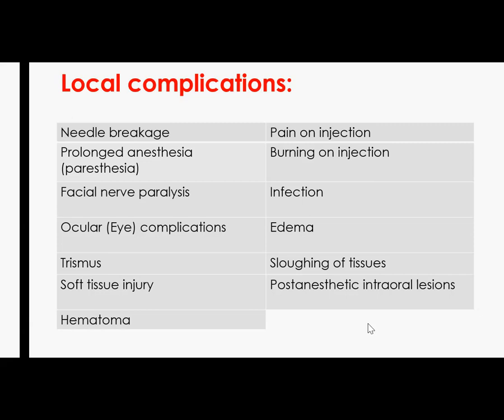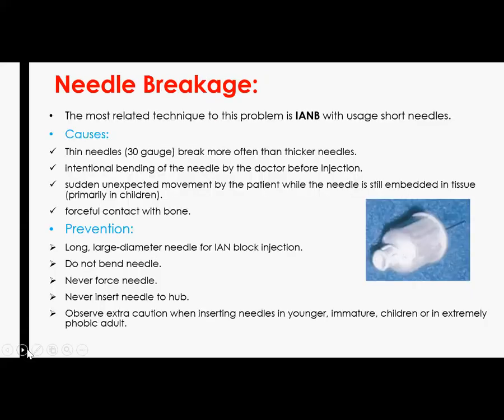So these are different complications that you could encounter after the local anesthetic injection, and these are specifically the local complications. Let us go one by one and discuss in detail the reason why it happens, how it can be prevented, and what the management is, God forbid it happens. So there are 3 parts to any complication. Number 1, why it happens. Number 2, how it can be prevented.